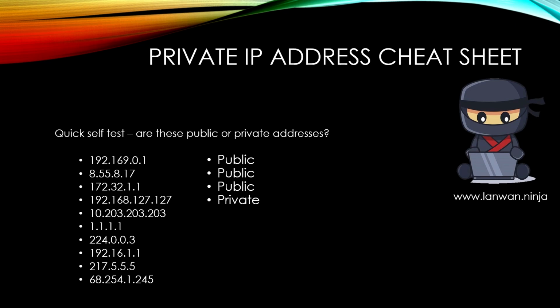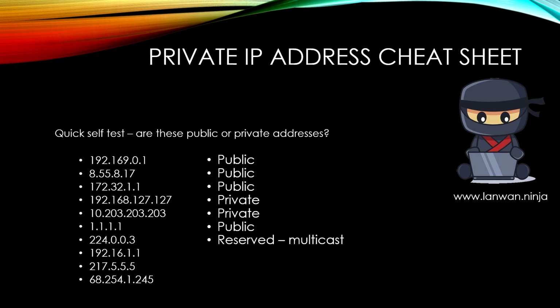The next one, 10.203.203.203. That one is also private. Again, it's clearly part of the 10 dot private address block. Next one, 1.1.1.1. That one is a public IP address. And it also might be the easiest one to remember if you need to ping a public IP address. Next one, 224.0.0.3. That one is reserved for multicast.